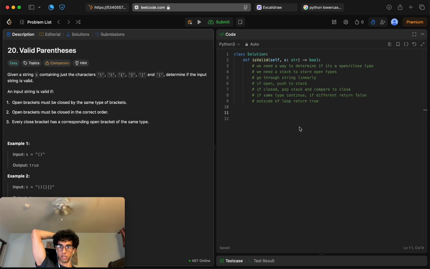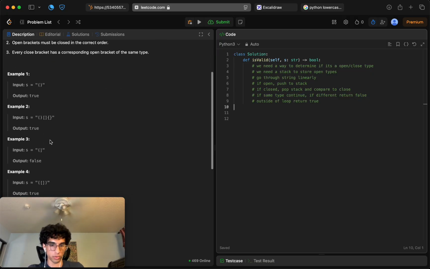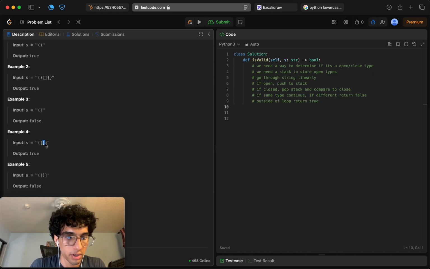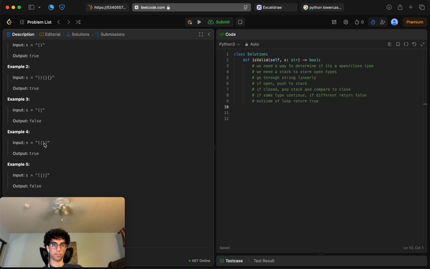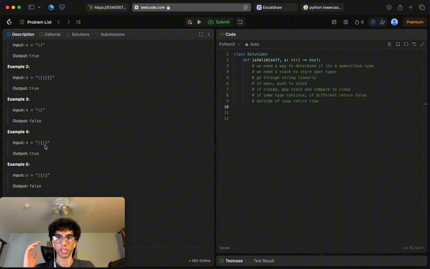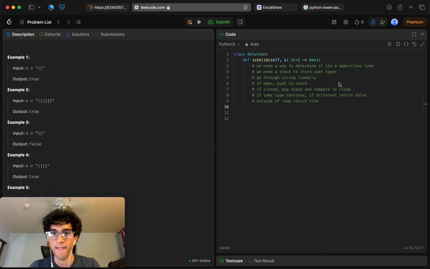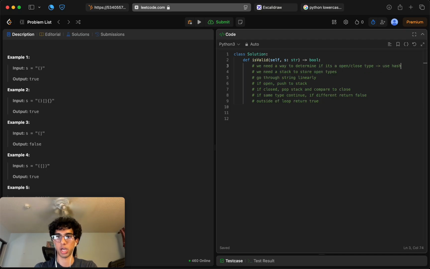Another useful thing with the hash map is that it makes checking if it's the same type easier. Say we're at a closed one, like this one. Okay, it's closed, so we could pop the stack and get this one, and we could use the hash map because one of these would be the key. I didn't specify that before: the keys of the hash map would be one type, and the values would be the other type, so either open to closed or closed to open. I don't know that my hand symbols were right there, but I think my point is made. So yeah, we would just use a hash map for this.